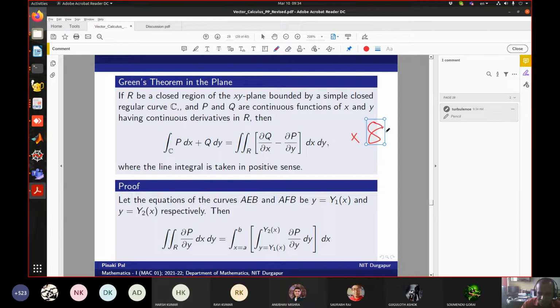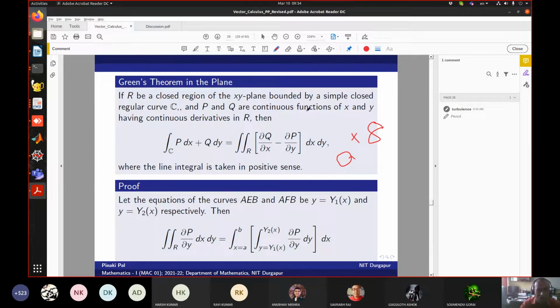If we have this type of curve, then we have to use Green's theorem separately. But that is not the case. In our case, the curve is something like this. This is a simple closed curve, and the sense of description is positive, that means anti-clockwise sense. There is no ambiguity in determining the positive sense of description of the curve C.